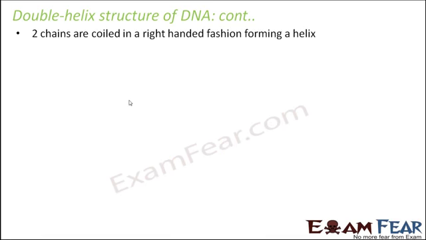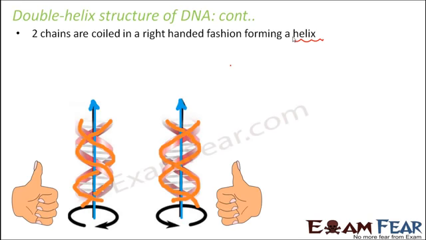The two chains of polynucleotide are coiled in a right-handed fashion, forming a helix. Now when we say that DNA has a helical structure, the helix can be a right-handed helix, and it can also be a left-handed helix. So what do we mean by a right-handed and a left-handed helix? Just look at these pictures. Maybe this will help you to understand which is a right-handed helix and which is a left-handed helix. Obviously this is the right-handed helix and this is the left-handed helix.